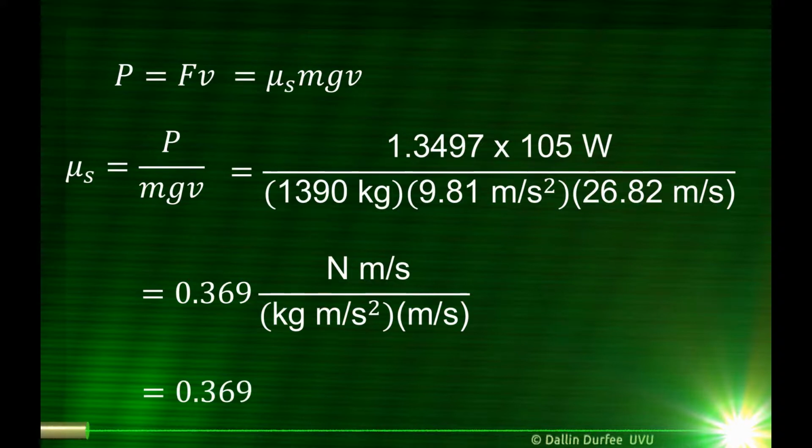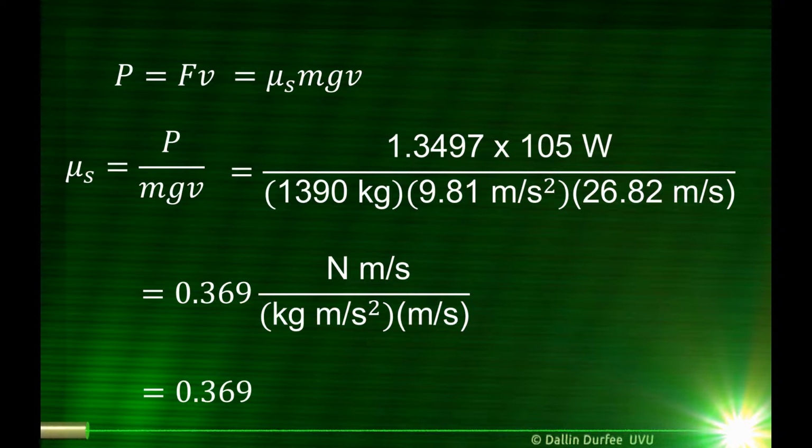Now, car tires typically have coefficients of friction much larger than this, 0.7, 0.8. So why can't the car accelerate faster? It looks like we're only using 0.369 as our static coefficient, right?